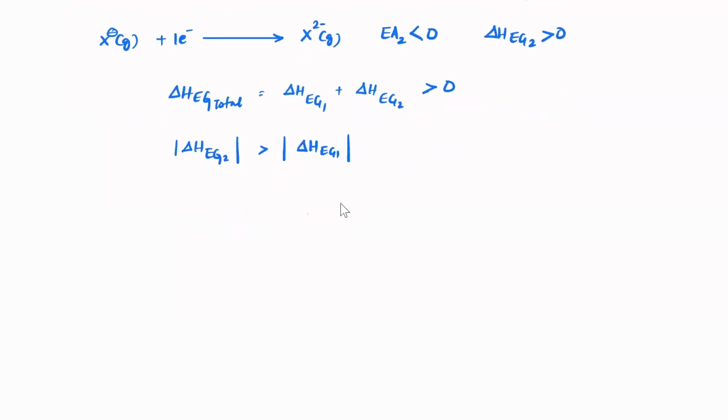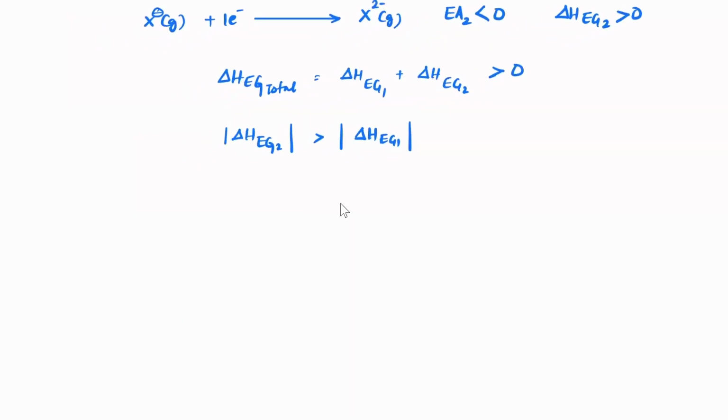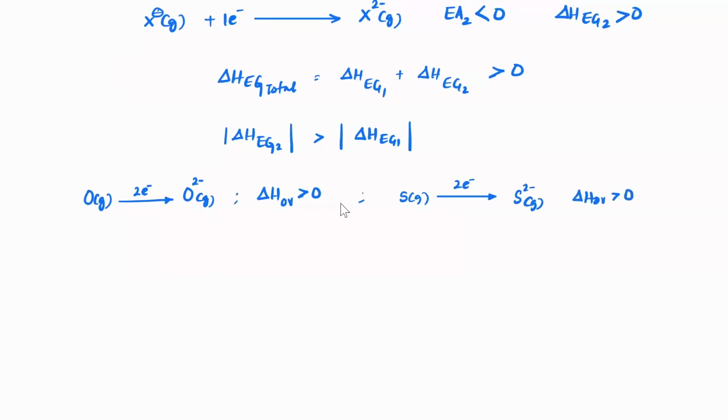So for example, if I give you a reaction like this, O gas adding two electrons and becoming O2 minus, then overall delta H has to be greater than 0. And this is a fact for every element. That means if you take sulfur and add two electrons, it will become S2 minus gas, and delta H for the overall reaction is always greater than 0.